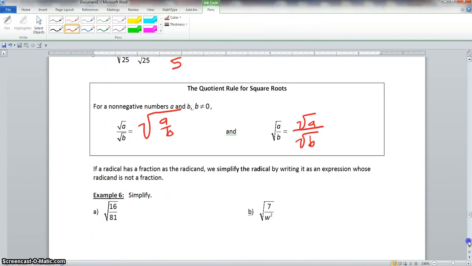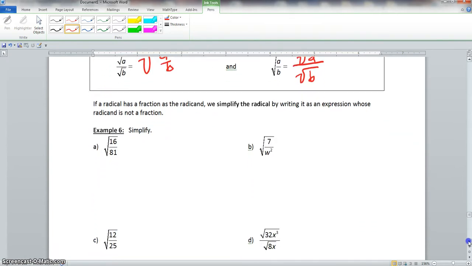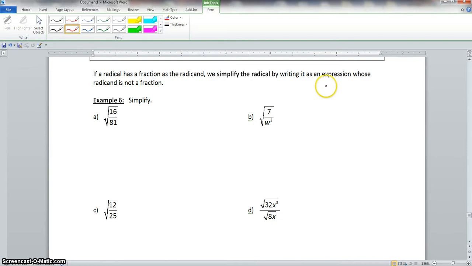Now it says if a radical has a fraction as the radicand, we simplify the radical by writing it as an expression whose radicand is not a fraction. So now we have the square root of 16 over 81. That would be the square root of 16 over the square root of 81. The square root of 16 is 4. The square root of 81 is 9. So it's 4/9.